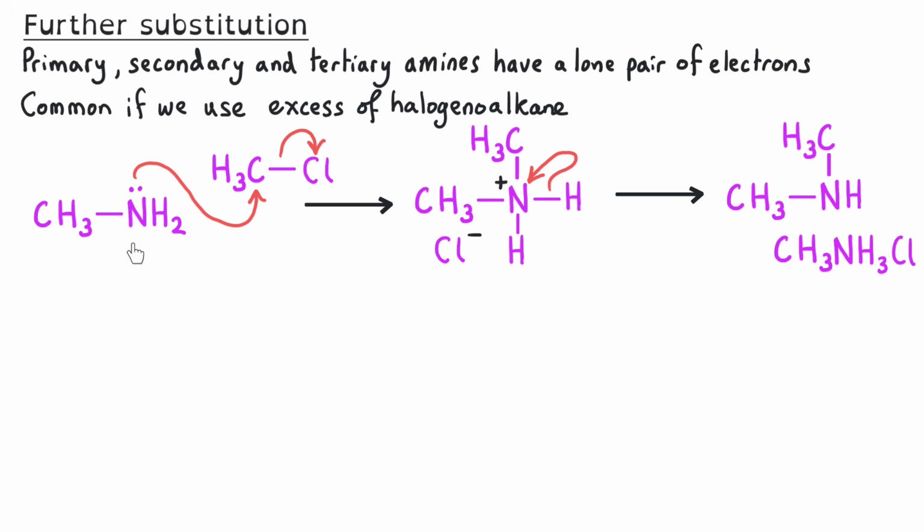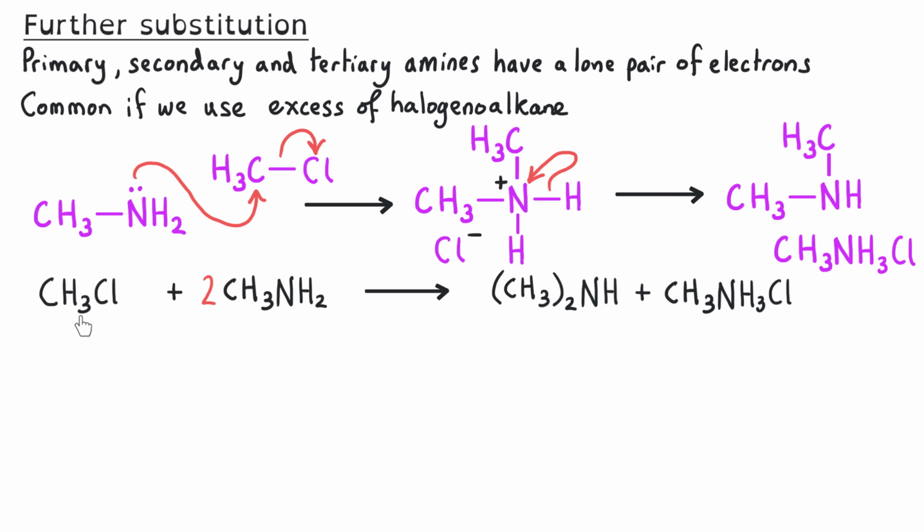On this occasion, since we're using an amine, not ammonia, the base that removes the hydrogen from the intermediate would be an amine molecule, and we would form an ammonium salt, methyl ammonium chloride in this case. And so this time the overall equation has the halogenoalkane reacting with two of the primary amine, the first of which does the nucleophilic substitution and forms the secondary amine product, and the second primary amine in the reactants acts as a base and forms the salt.